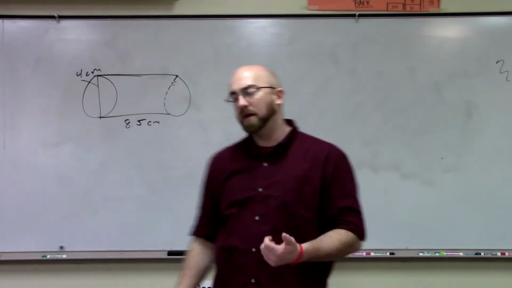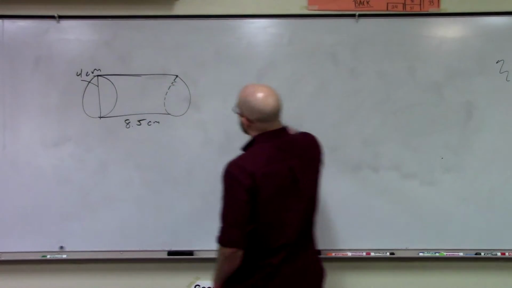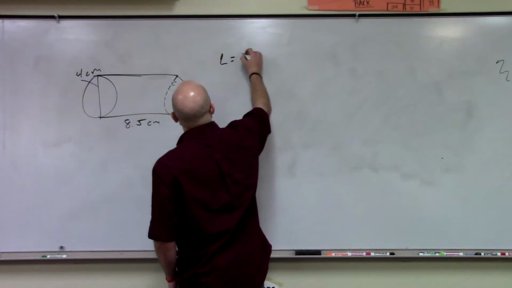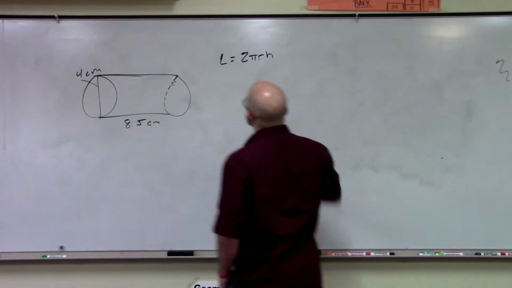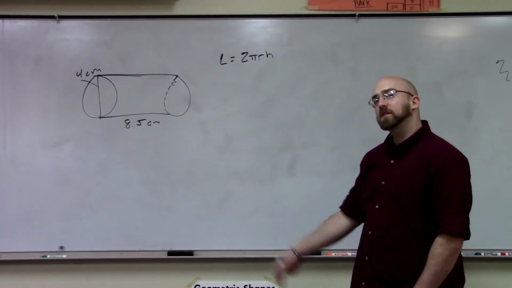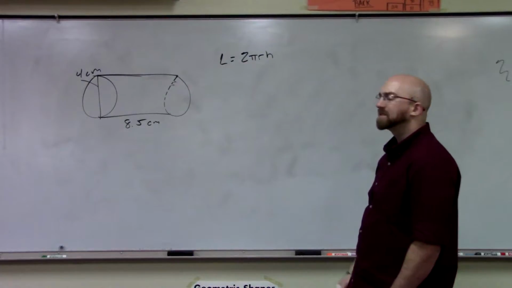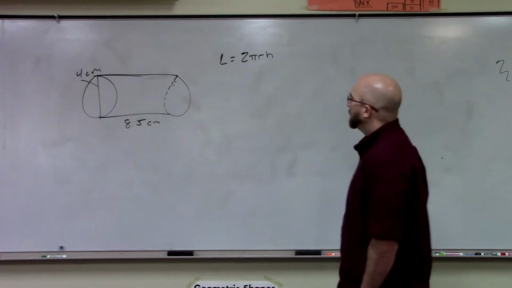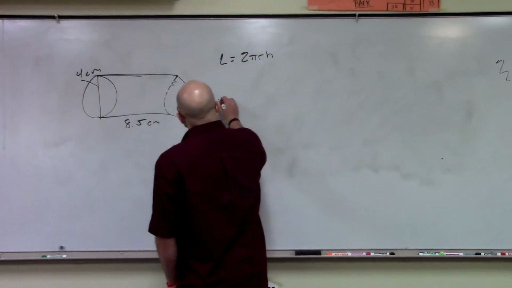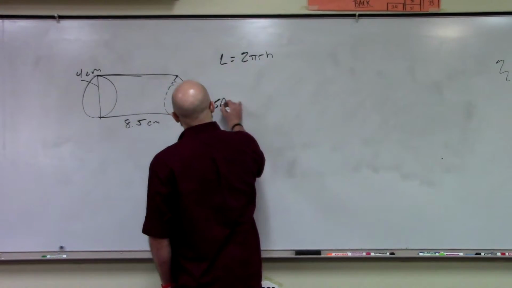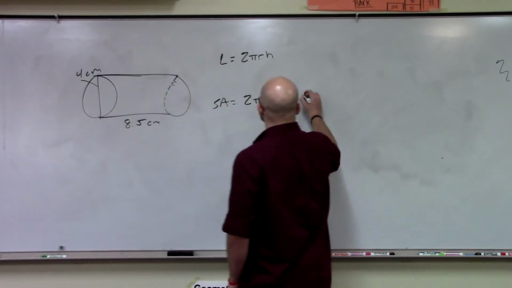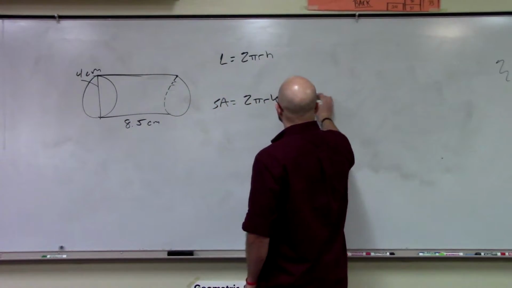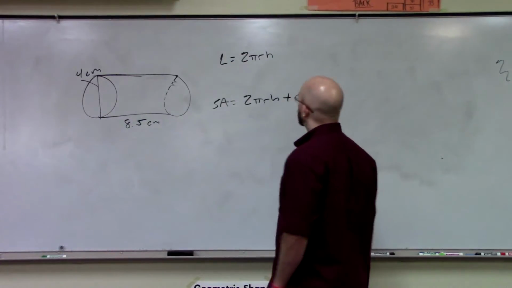We want to find lateral area and surface area. Lateral area is 2 pi r h. If you notice the 2 pi r, that's the circumference, the area around it. It's sort of like the perimeter. Okay? And then surface area, 2 pi r h plus 2 pi r squared.